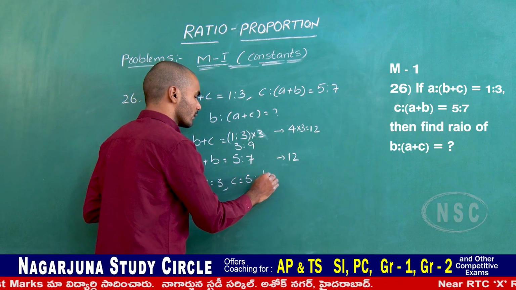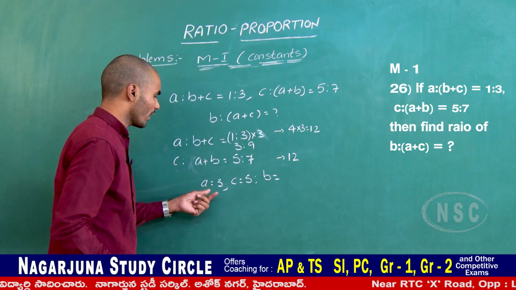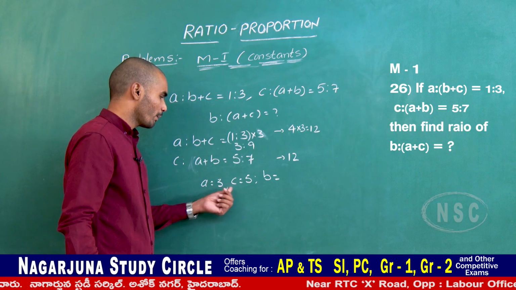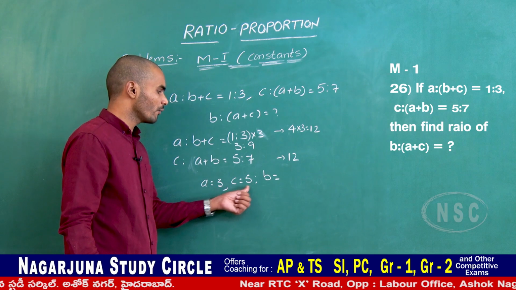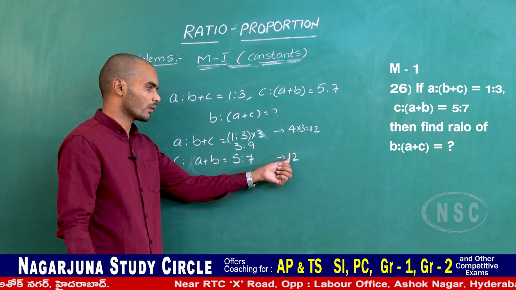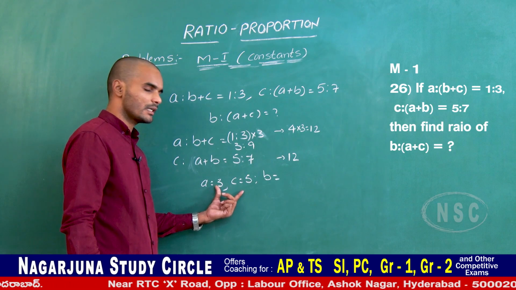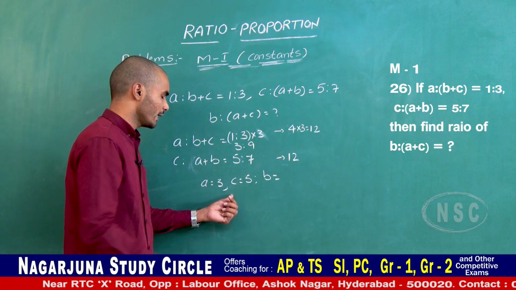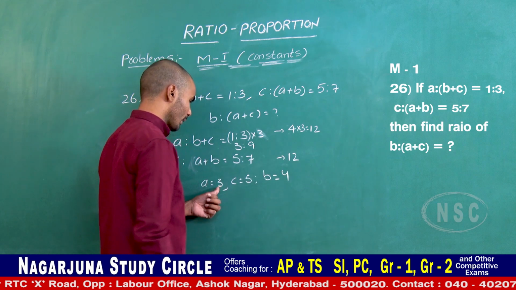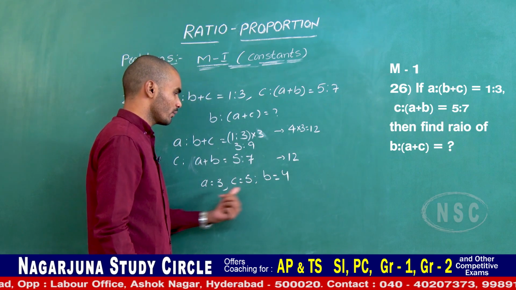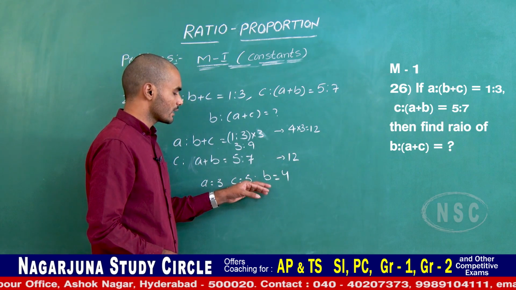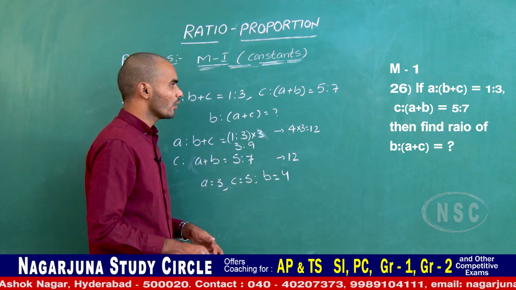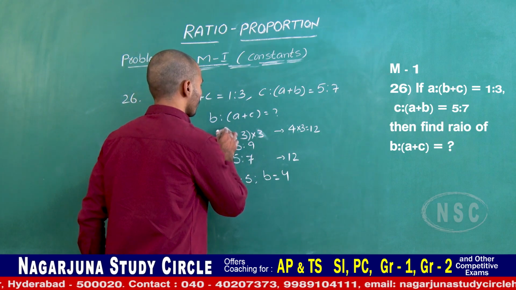Then B is, already the sum of A and C is 3 plus 5, 8. We want B value. Total sum is 12. This sum is 8. 12 minus 8, 4. 3 plus 5 plus 4, sum of ABC is 12. This condition is satisfied. So we want to find B is to A plus C.